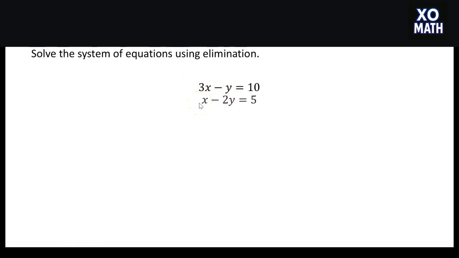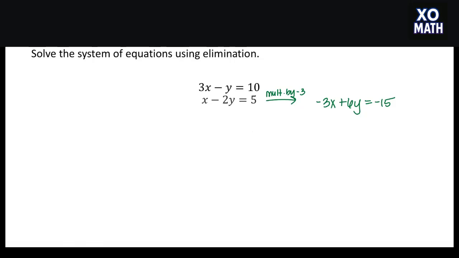So to create it, we're going to multiply one or both equations by a number to create those opposite coefficients in front of the same variable. The x variable currently has a 3 in front of it in the top equation, so I'm going to multiply the bottom equation by a negative 3. So my new bottom equation, if I multiply by a negative 3, will become negative 3x plus 6y is equal to negative 15. I have to multiply each term in the equation by negative 3.